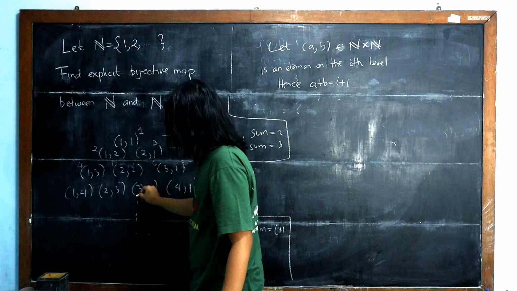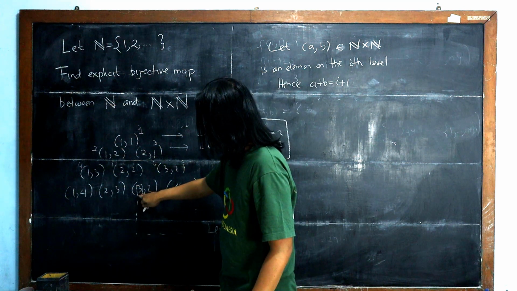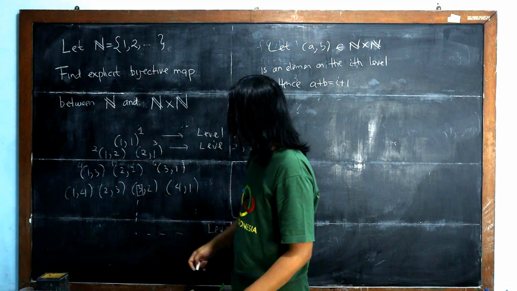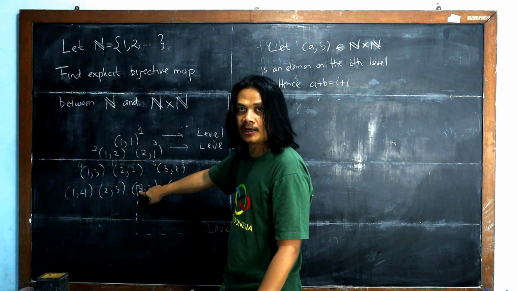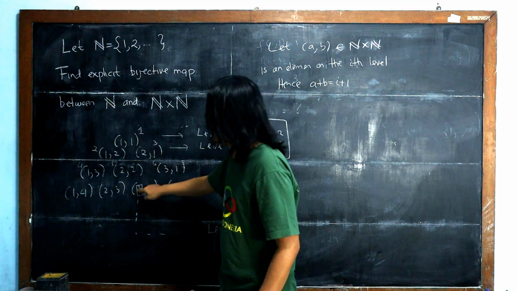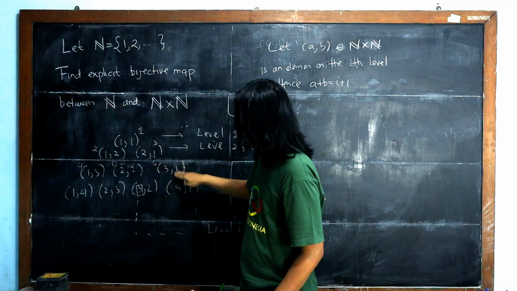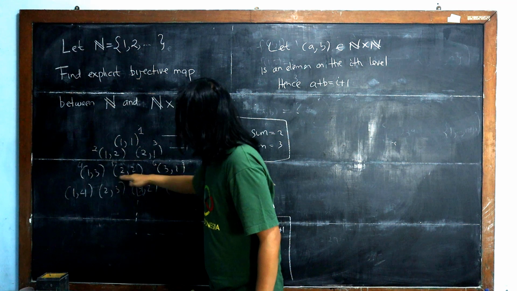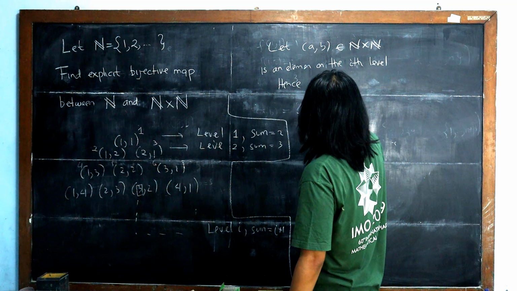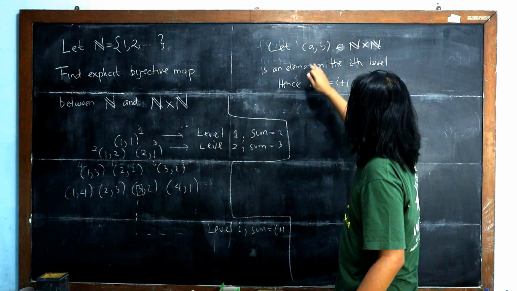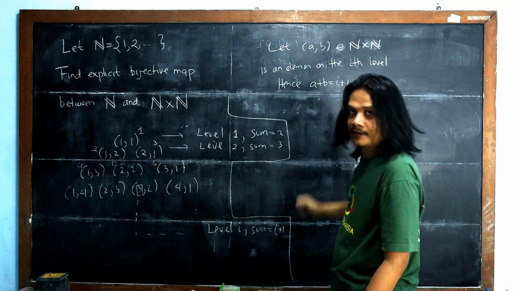If we look at the first number, that number indicates what the order of that element is. Like this one is 3, which means it's the third element on this level. So if we have (a, b) and a plus b is equal to i plus 1, it means (a, b) is the ath element on this ith level. Okay?